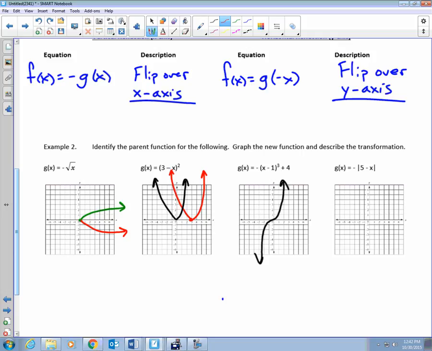So, yeah, you would plug in 1 to get 0. So it shifts to the right 1 unit. And then the plus 4 makes it go up 4.